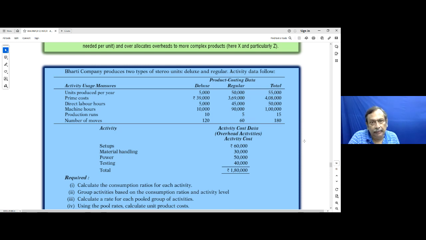So under activity we are having setups and the activity cost is 60,000. Material handling 30,000. Power 50,000. Testing 40,000. So total comes to 1,80,000.